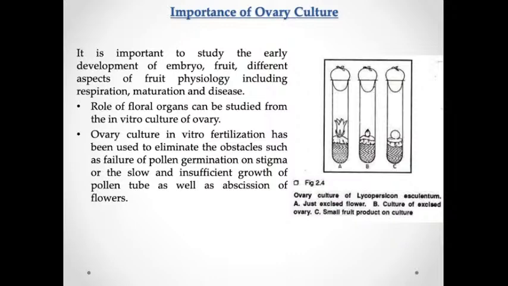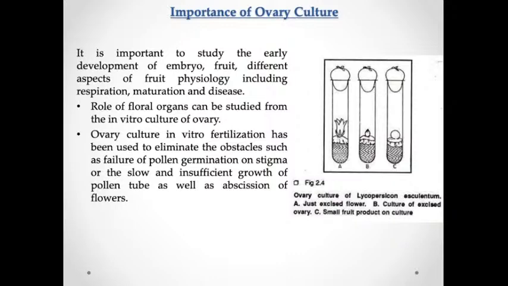Various floral organs could be studied with that. Furthermore, ovary culture has been used to eliminate obstacles such as failure of pollen germination. If pollen germination is not happening, it helps us remove that with the help of in vitro fertilization of ovary culture on stigma, or the slow and insufficient growth of pollen tube, as well as abscission of flowers. So all these things are possible with the help of ovary culture.